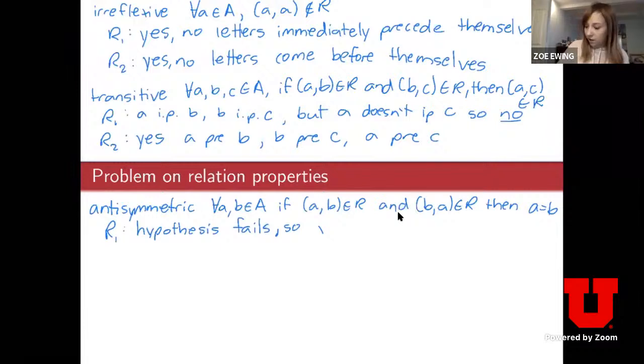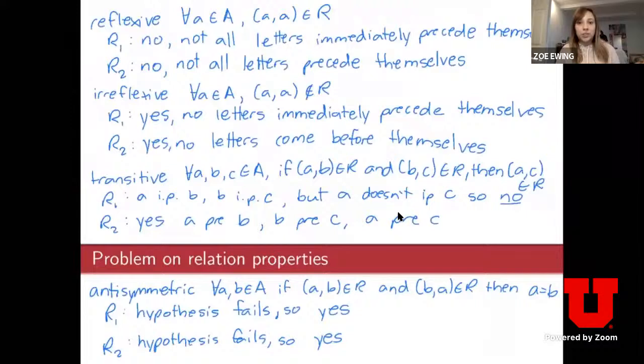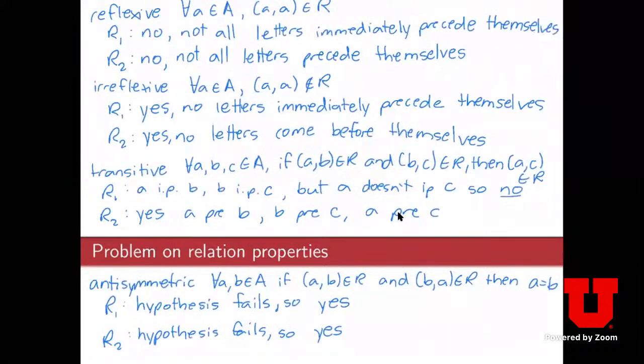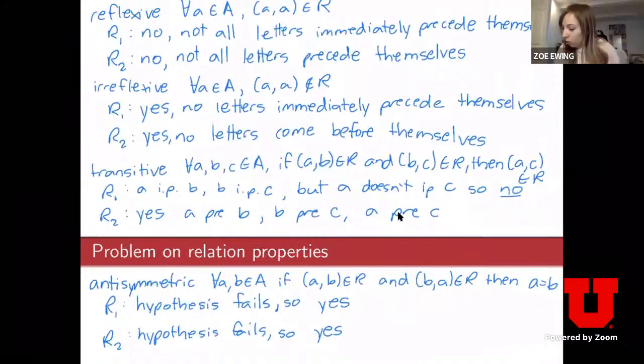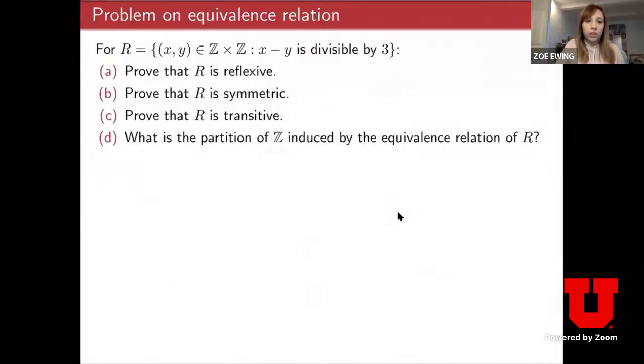Exactly. Hypothesis fails. So yes, because in both of these cases, B can't precede A, so it's not in the relation. All right, are there any questions on any of those? These aren't necessarily formal proofs. These are kind of just practices on relations. Okay. There is one more relation question, which is going to be a more formal proof of these.